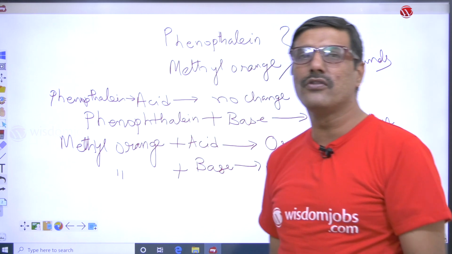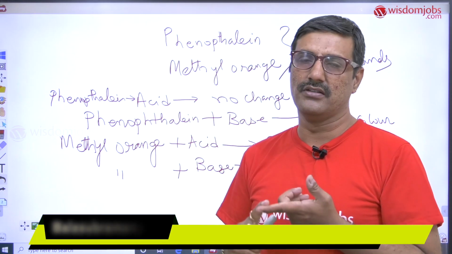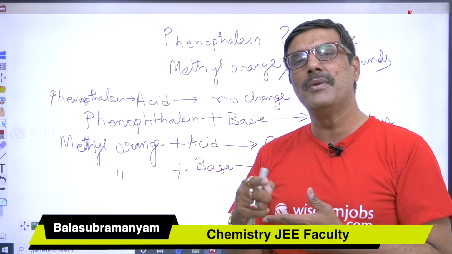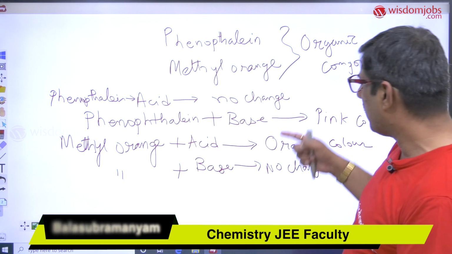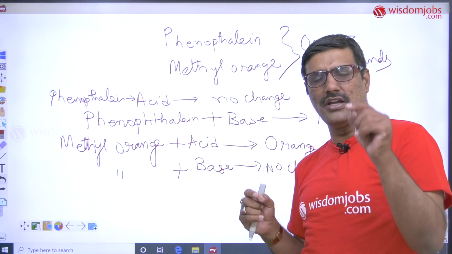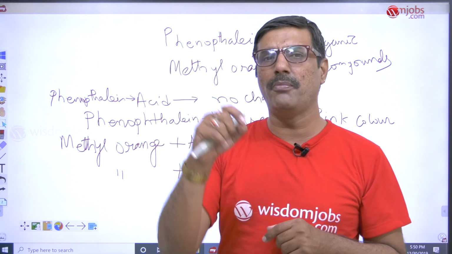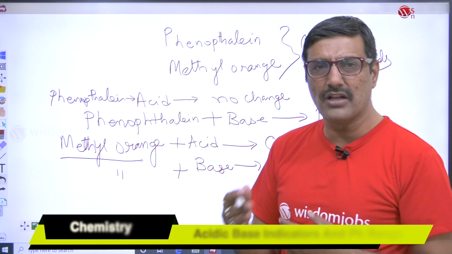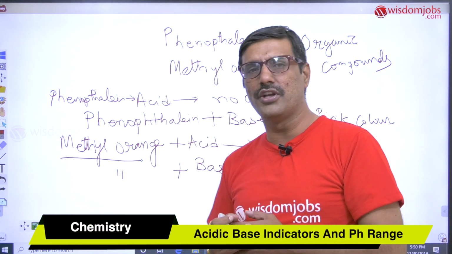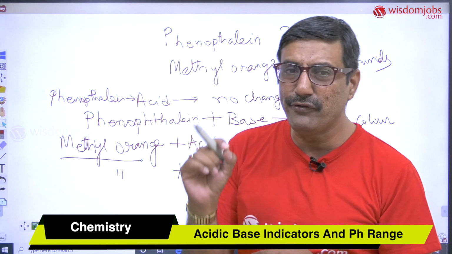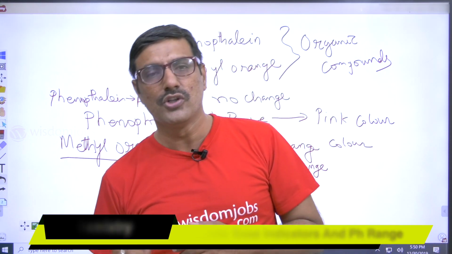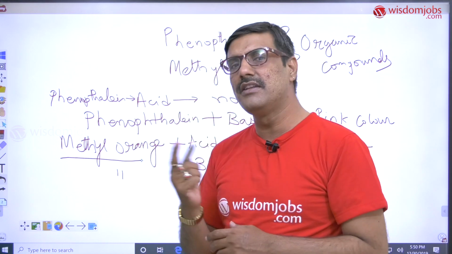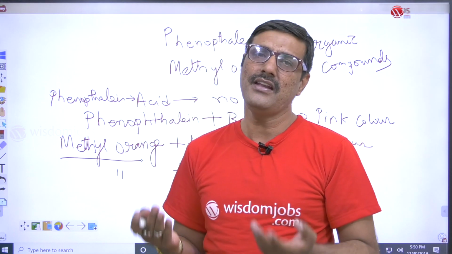So what indicator is useful for testing bases? It is phenolphthalein, and when it is added to a base, the resultant solution will change into pink color. Similarly, if I want to test an acid, just drop around 2 to 3 drops of methyl orange into the acid solution. The indicator will convert the acid solution into orange coloration. If you observe an orange coloration after adding methyl orange, it is an indication that the solution given to you is an acid.